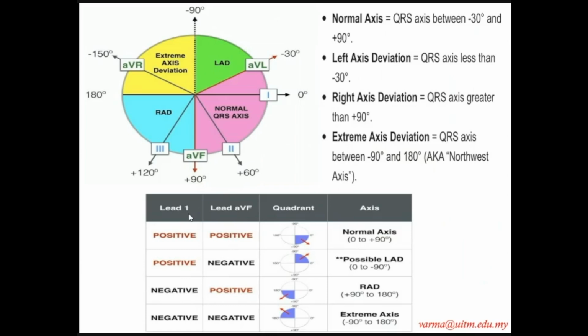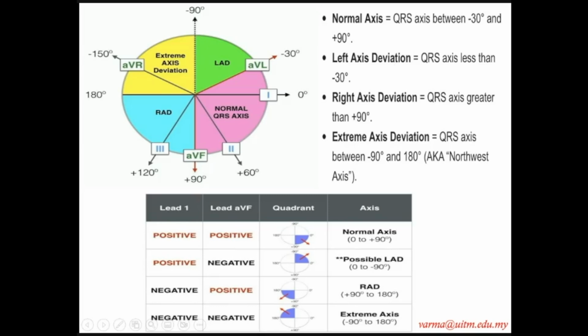So how do we know the axis? When we have a normal axis, the QRS axis is between minus 30 to plus 90. I don't know how to explain it by looking at this picture. You have to do it on a real ECG. But for MCQ purposes, remember, normal QRS axis is between minus 30 to positive 90. Minus 30 to positive 90, aVL to aVF is your normal axis.